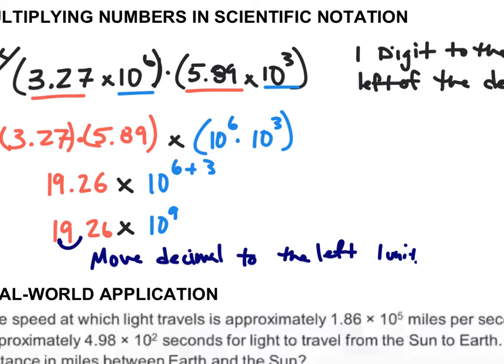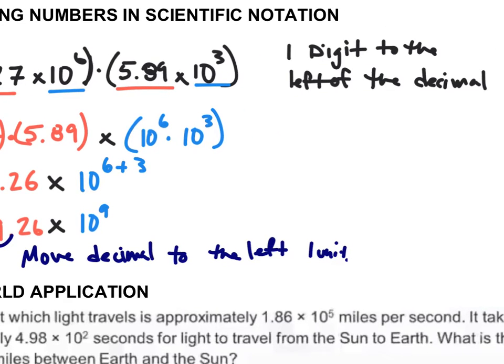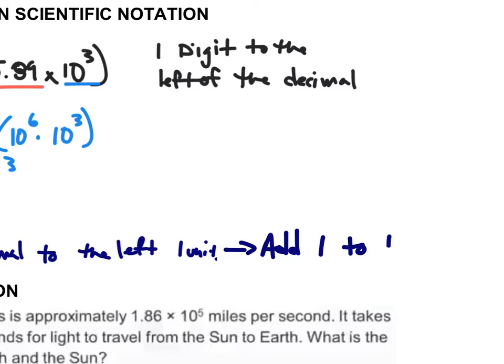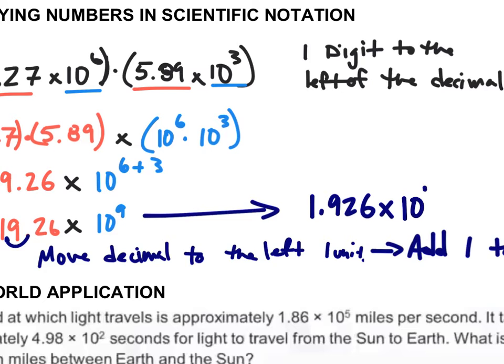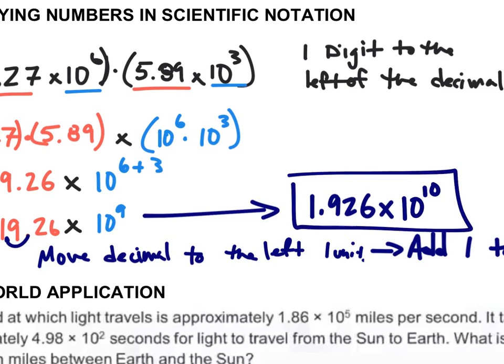Okay, and so if I move that decimal to the left 1 unit, then I need to add an exponent. So add 1. If I move the decimal to the left 1 unit, then I need to add 1 to the exponent. Okay, and what that's going to look like is this. If I move that to the left 1 unit, then my final answer is going to be 1.926 times 10 to the 10th power. Okay, and that's my final answer.